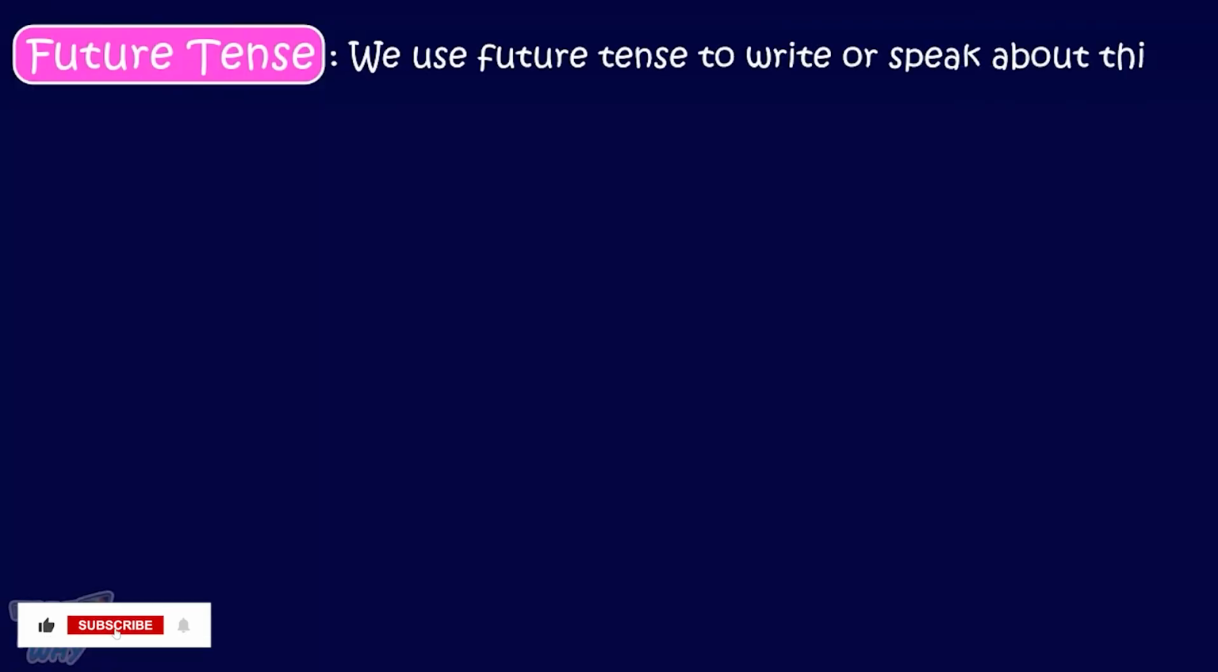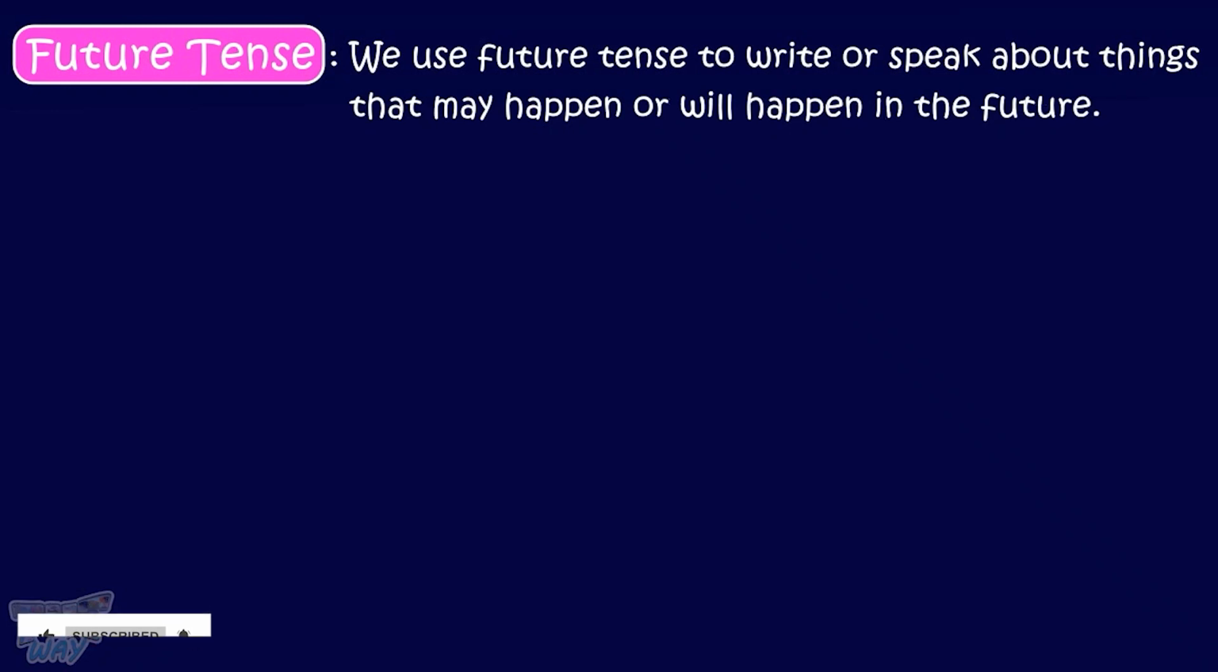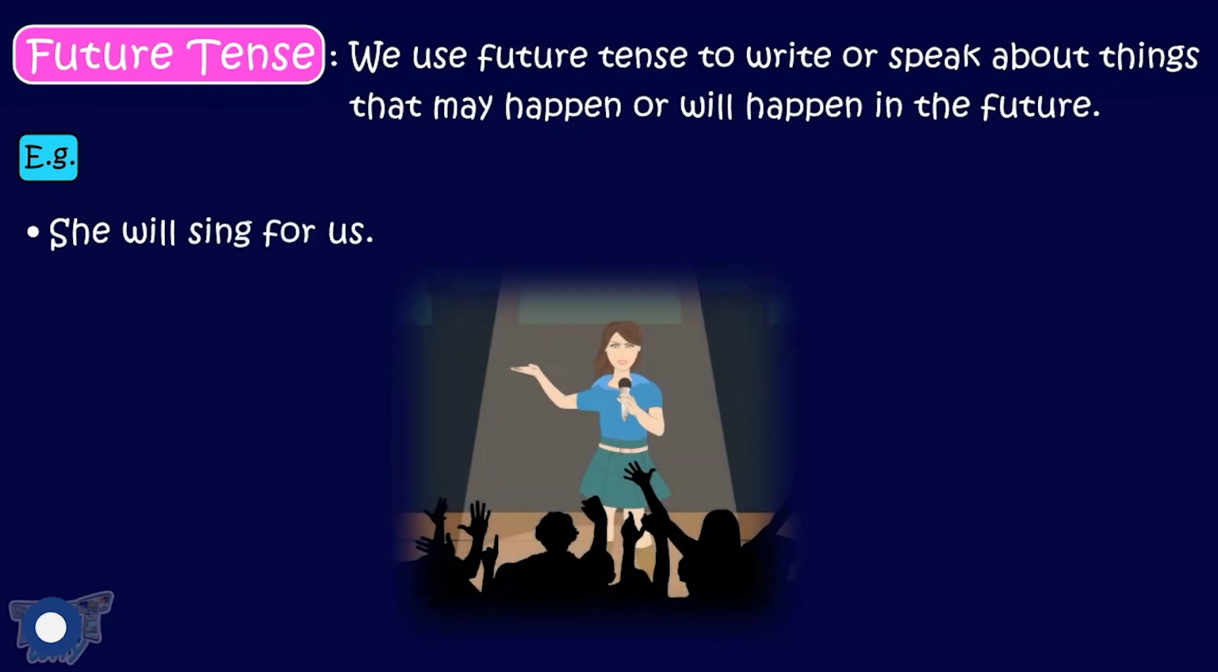We use future tense to write or speak about things that may happen or will happen in the future. For example, I will practice in the race. She will sing for us.